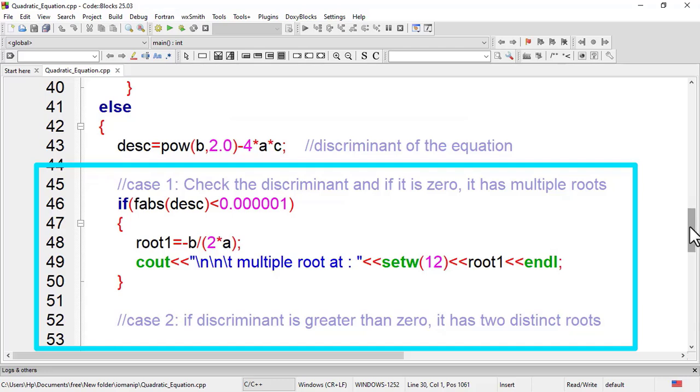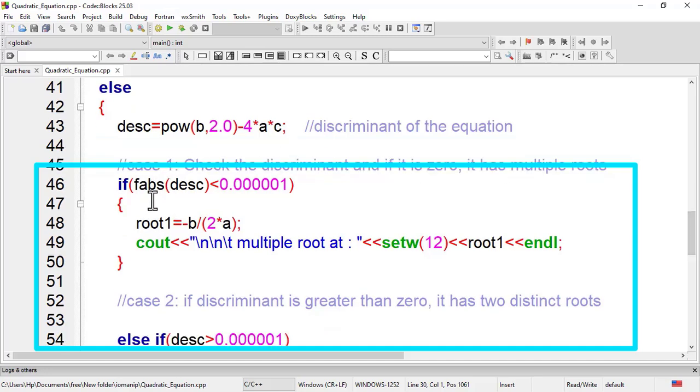Case 1, check the discriminant. If it is 0, it has multiple roots. So if fabs of discriminant is less than 0.000001, that means if the discriminant is very close to 0, that's 0, then root1 is equal to root2, which is minus b divided by 2a. Cout "\n\t multiple roots", and we add some spacing, setw(12), root1.